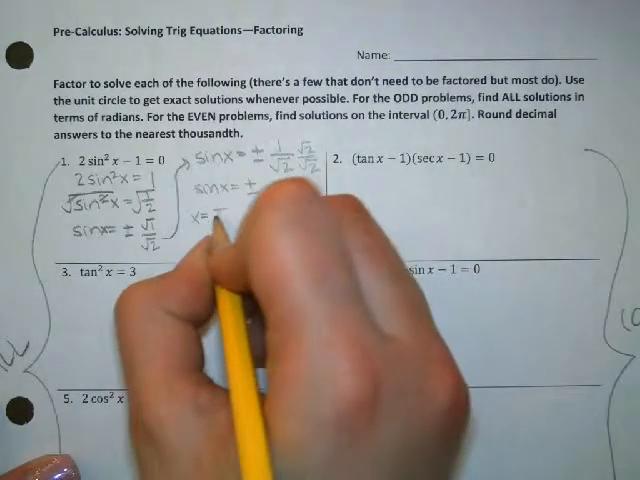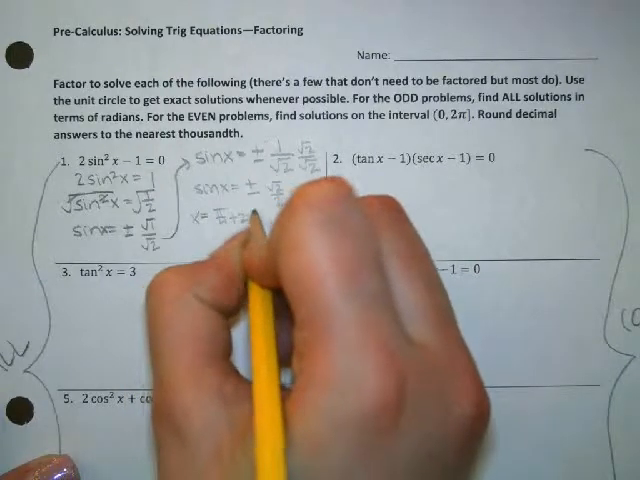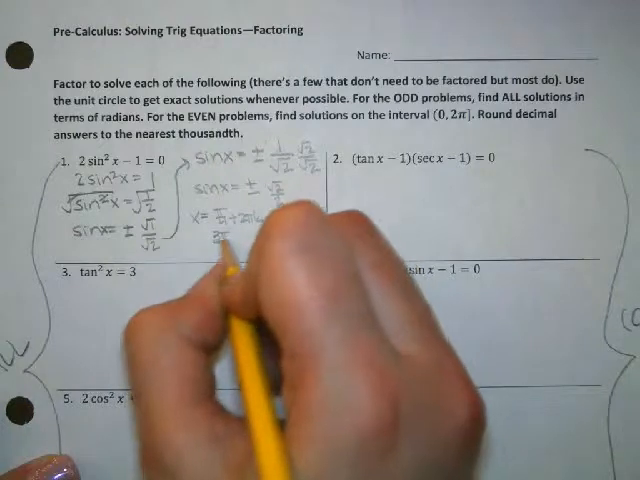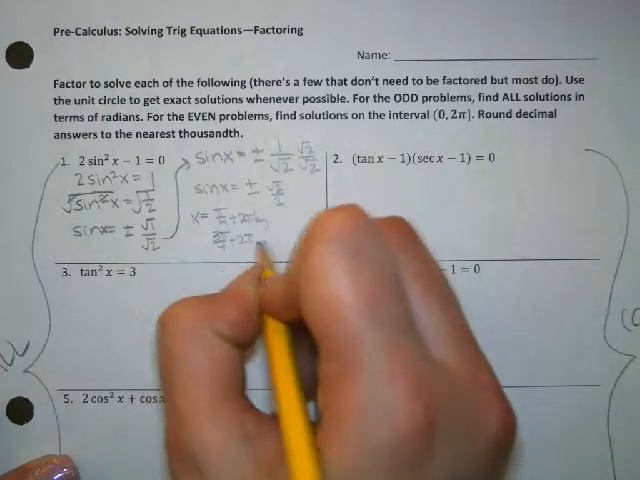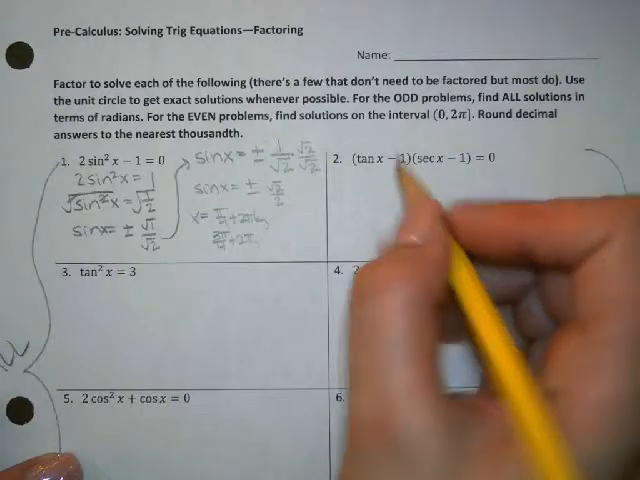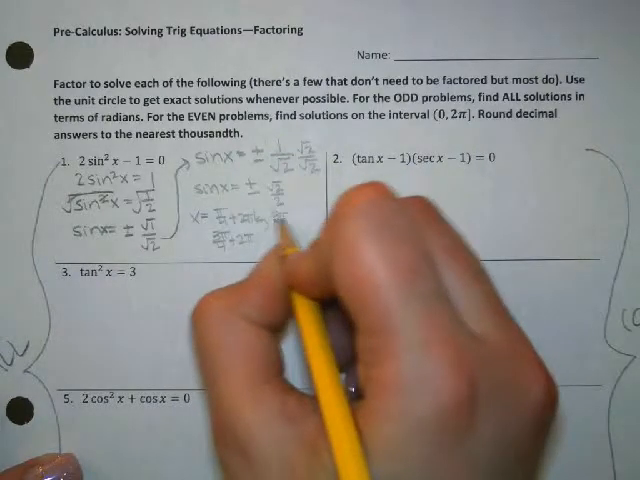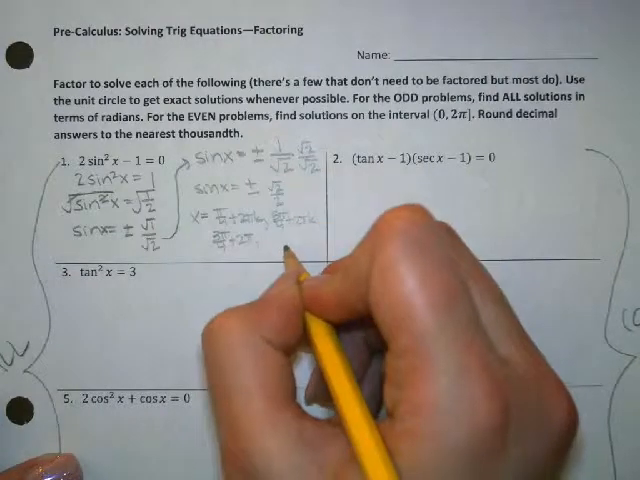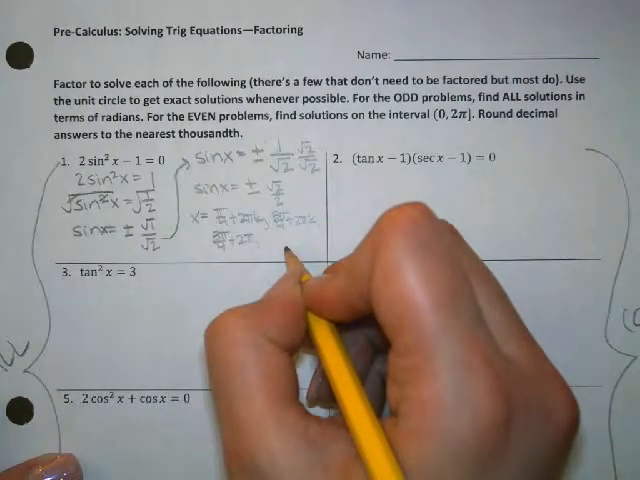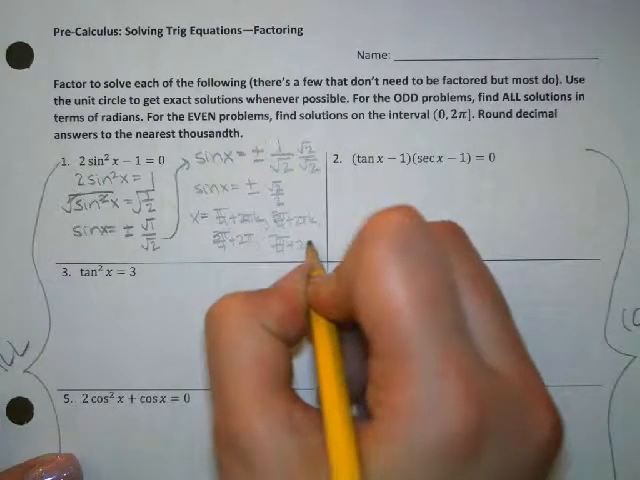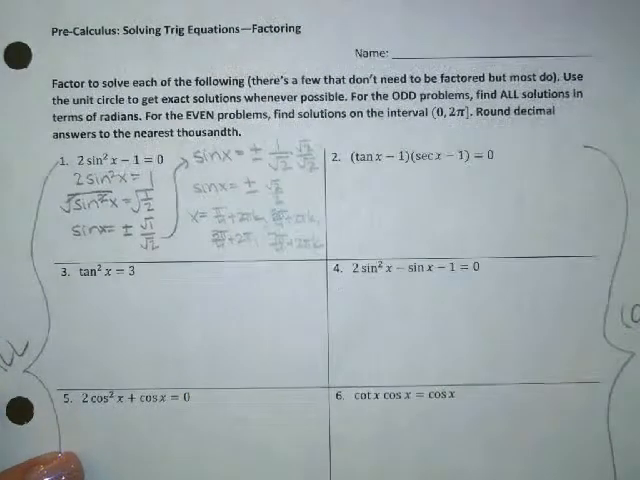Pi fourths plus 2 pi k. Okay, what's another one? 3 pi fourths plus 2 pi k. 5 pi fourths plus 2 pi k. And 7 pi fourths. Okay, so that one's done.